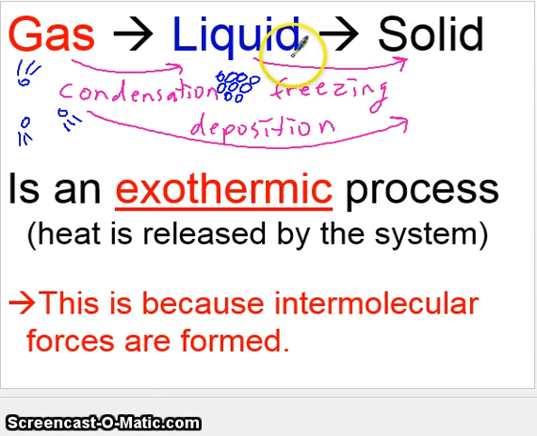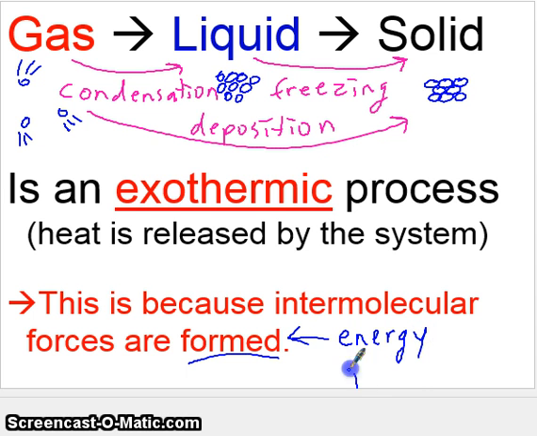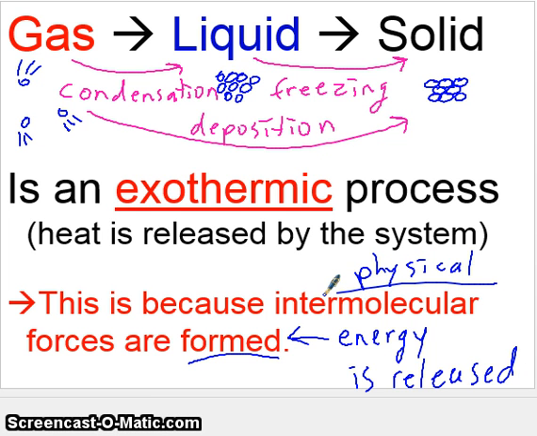Same thing if you go from liquid to a solid, the particles have to slow down, and now they're attached to each other firmly, is the idea. Now, this is because intermolecular bonds are formed. So anytime you form bonds, energy is released. Energy is released. This is always the case. This is actually the case if you form physical or chemical bonds. In this chapter, we're talking about physical bonds. But if you were talking about chemical bonds, the same thing would happen.